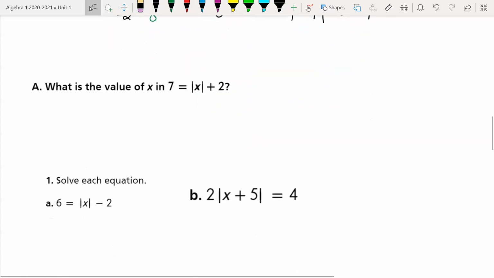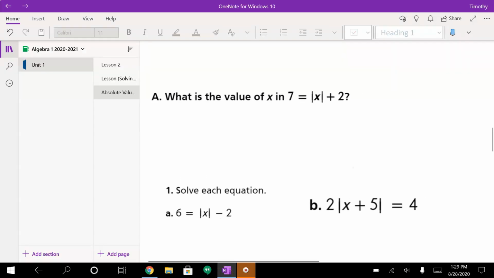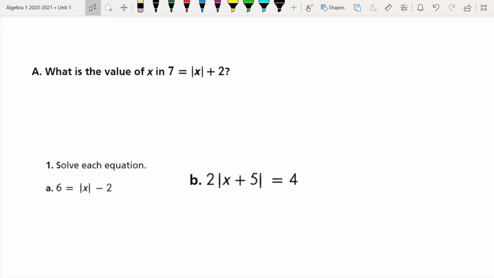Now, if we talk about a problem, it says, what is the value of x in 7 equals the absolute value of x plus 2? Well, when you're solving absolute value inequalities, there's some steps you want to follow. If it's an equation like this, with an equal sign, you want to isolate the absolute value.